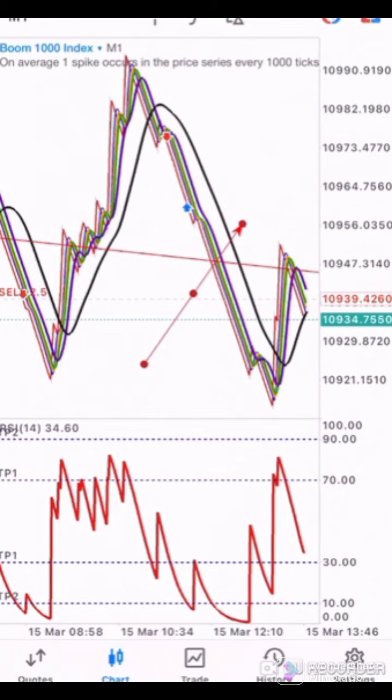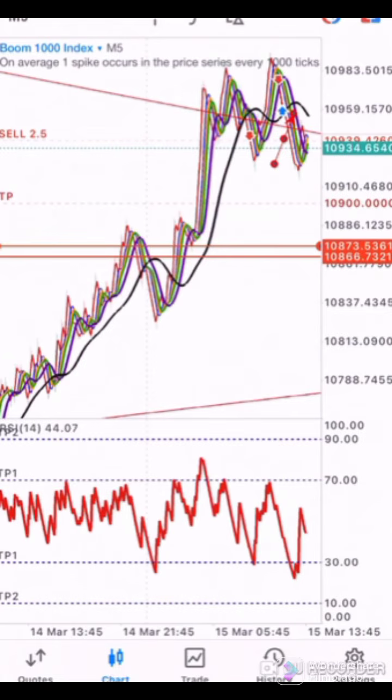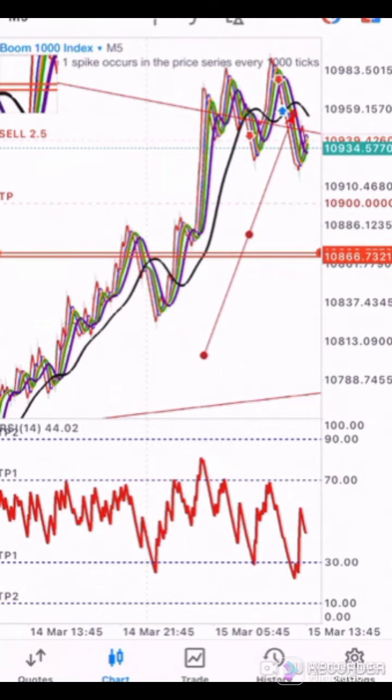Let me show you what I mean. Let me use the 5 minute chart so I can analyze it better, and you will understand why I even took this trade and why I did not close it. You see, this market is forming a double bottom here. Look at it, double top or double bottom.